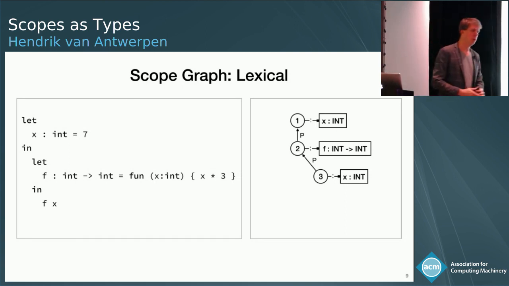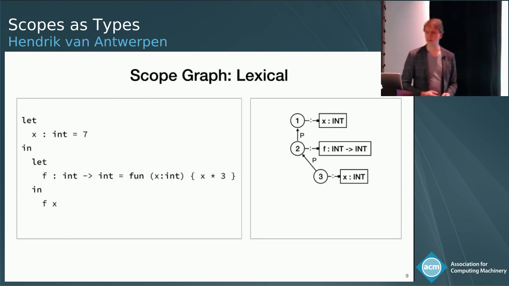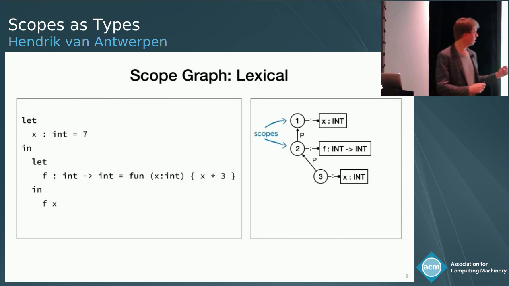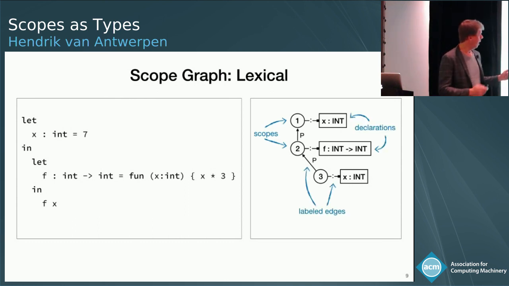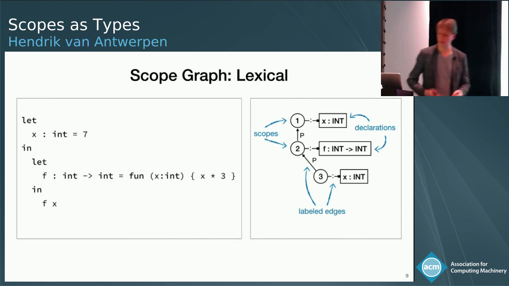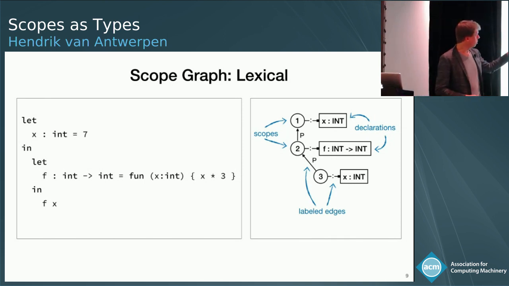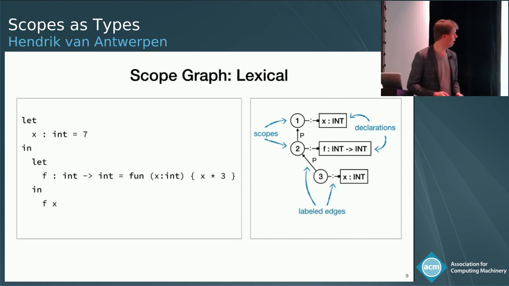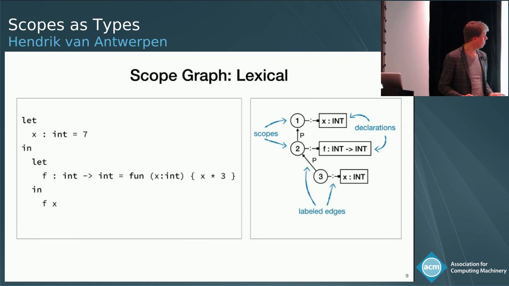Here we have our lexical binding example again. It's exactly the same program. And on the right there, we see the scope graph that represents the binding in this program. These scope graphs consist of scopes and declarations, and they are connected with labeled edges. In this case, the P label is used to indicate that we're talking about lexical parents. So scope 2 is a subscope of scope 1, and scope 3 is a subscope of scope 2. Now, if you want to resolve a name, then it amounts to doing a query in this graph to the declaration that we are interested in.